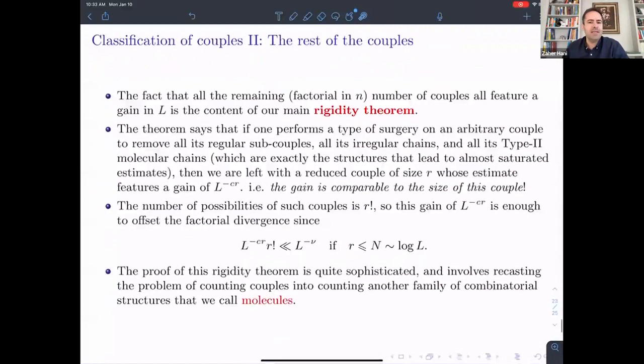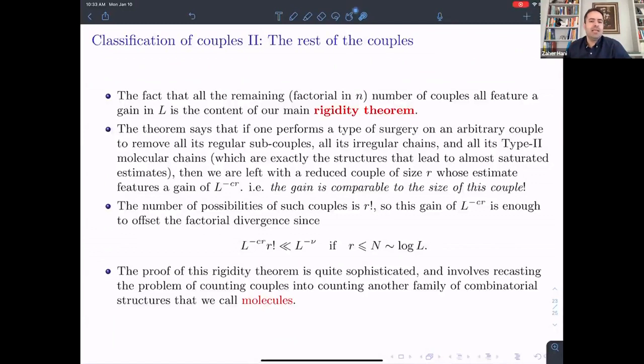Okay, so this leaves us with the second part, which is the rest of the couples. Remember, we have factorially many couples that are remaining. The fact that those factorially many couples all feature a sufficiently large gain in L is the content of our main rigidity theorem, which, if I had to pick a theorem, is the most important theorem in the work and the most complicated one to prove.